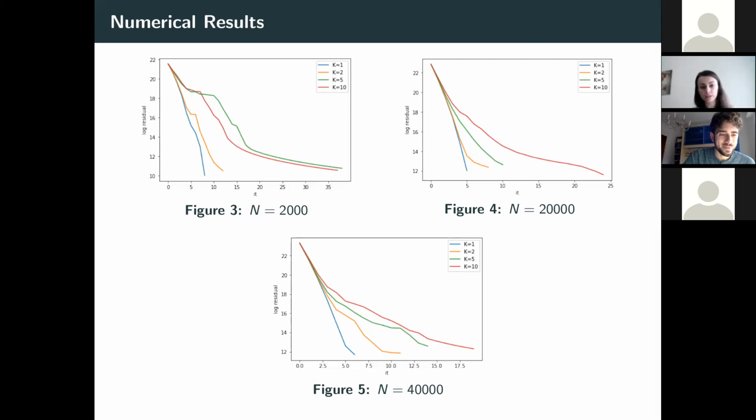But if the problem is large, then the percentage of observations that we disregard is not that large. And so the quality of the approximation that we get is better, and so the method will need fewer iterations to find the solution.